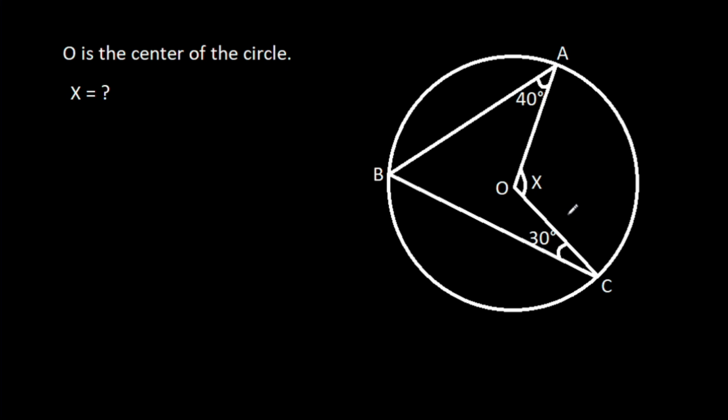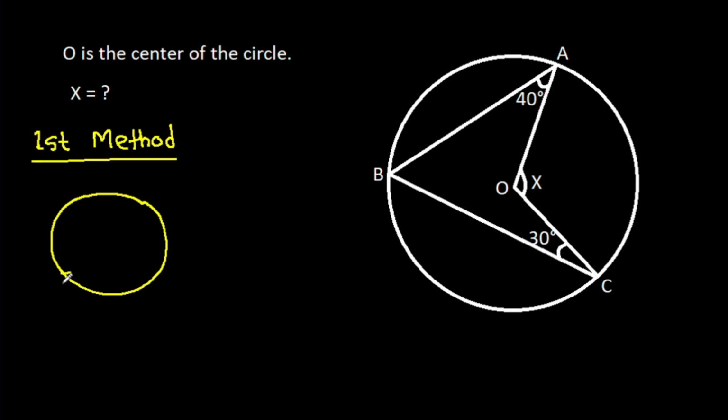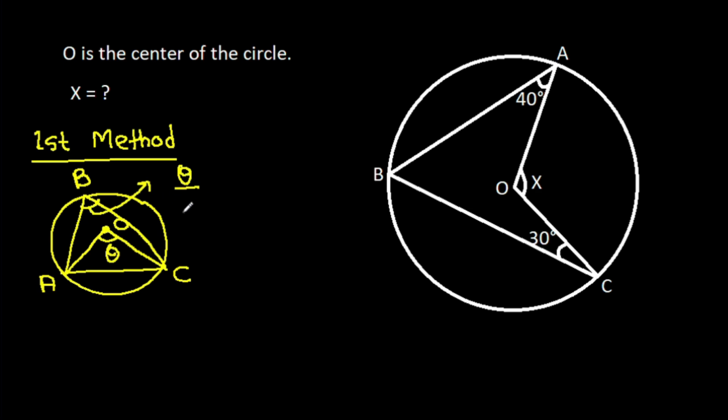Can you find the angle x? The first method: in any circle, any chord, suppose AC, if it is making an angle theta at the center O, then on the circle, suppose this point is B, it will make an angle of theta over 2.